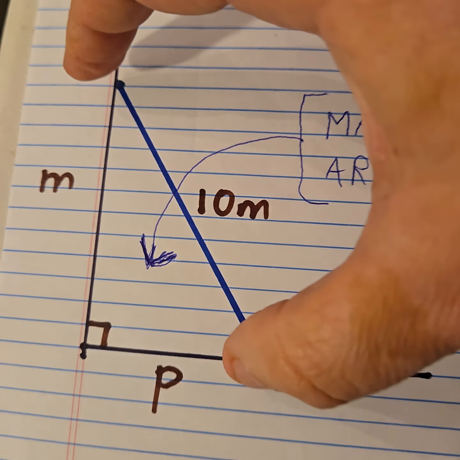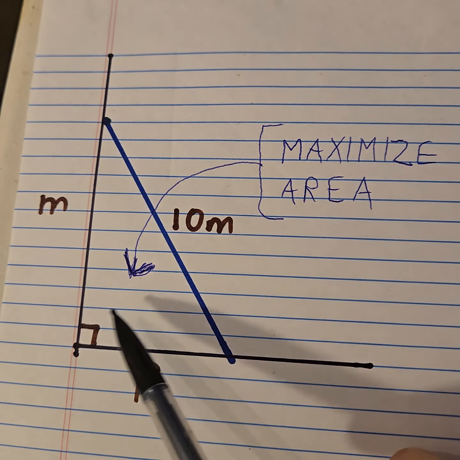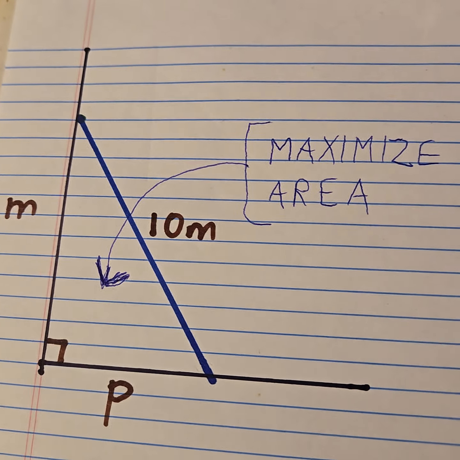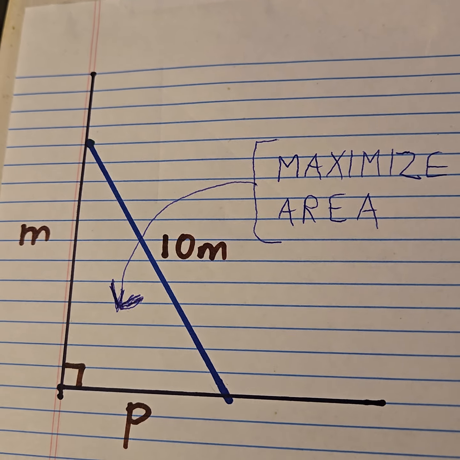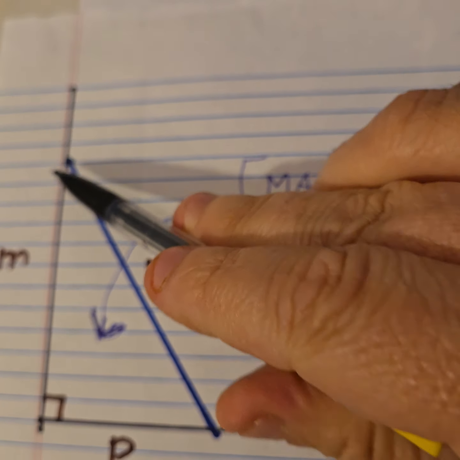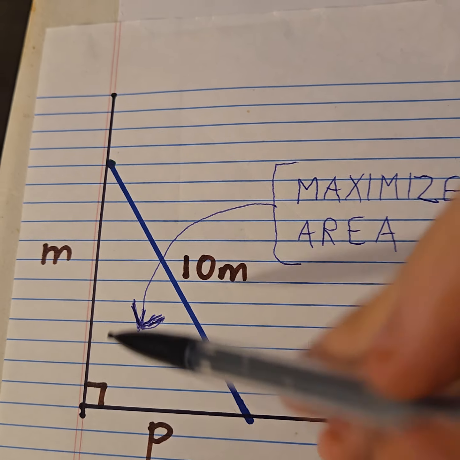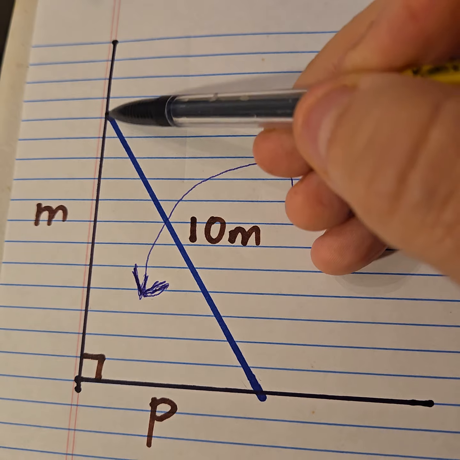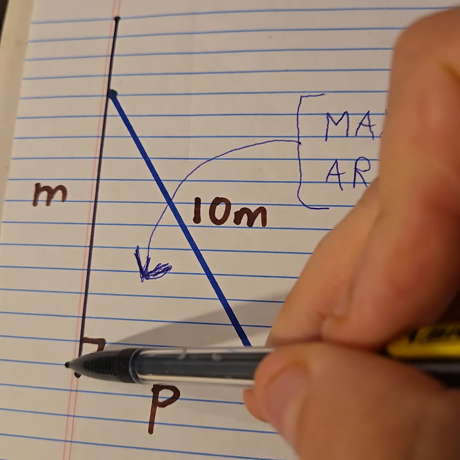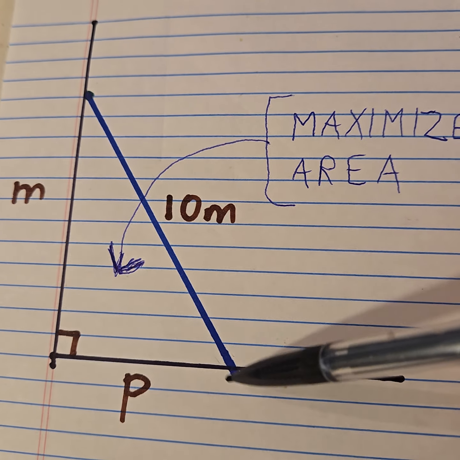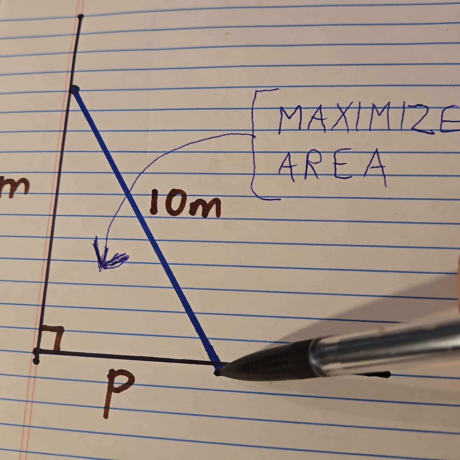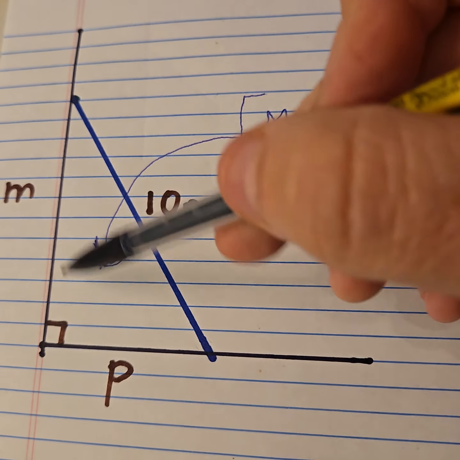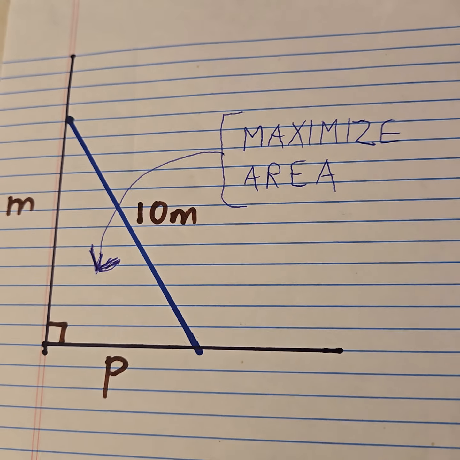The question is to find the location to maximize the area, because the two walls and the 10 meter long thin wall form a 90-degree triangle. Where exactly along these walls? And I made up the variables. M is the distance from this corner to where the thin wall touches this wall, and P is the distance from the corner to where the thin wall touches this wall here. Solve for what M and P maximize the area of this triangle.